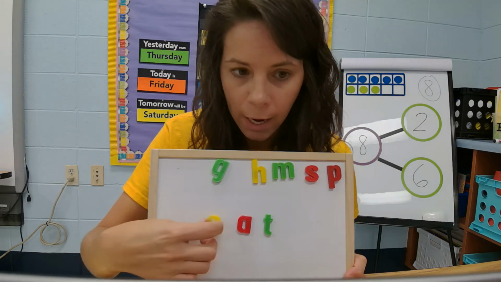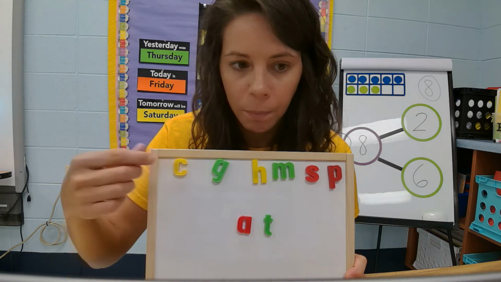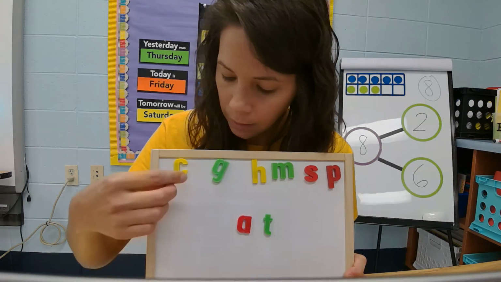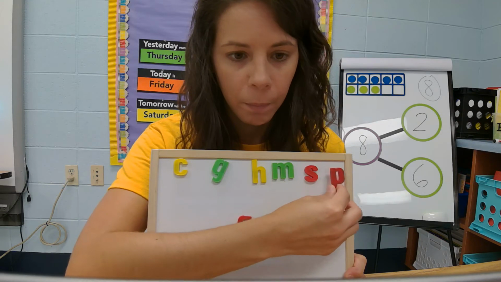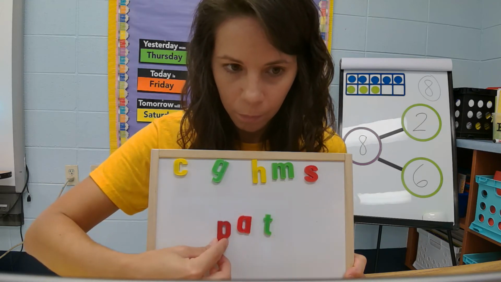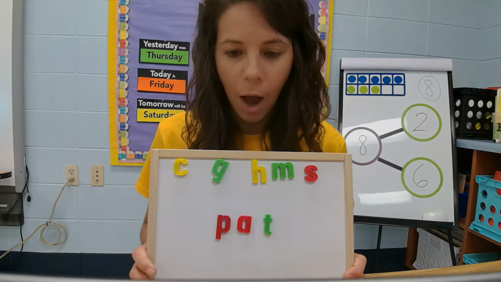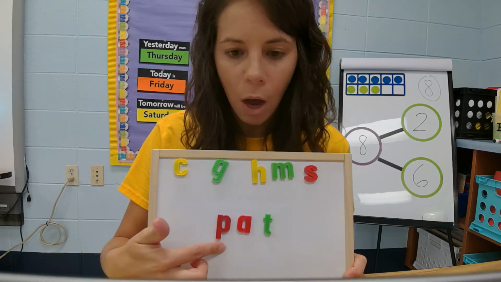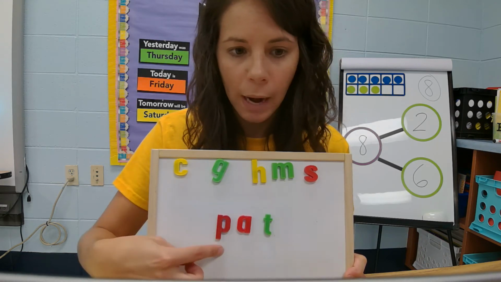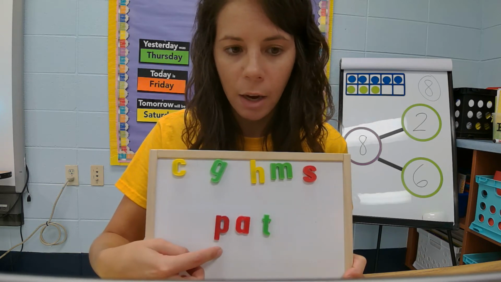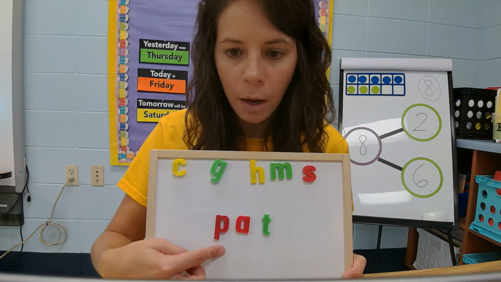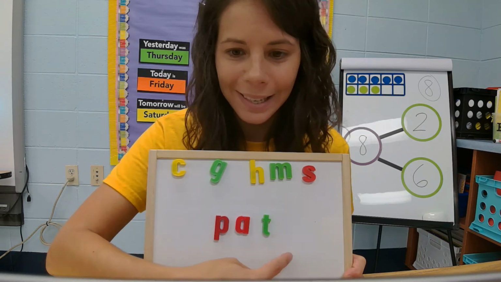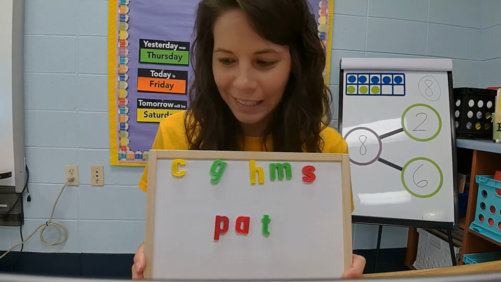Okay, so we're going to change just the C, and I'm going to put a new beginning sound. What letter says P? Awesome. I hope we said the P. So let's go ahead and sound this word out. Remember, touch underneath each letter as we sound it out. P, a, t, pat. Awesome.